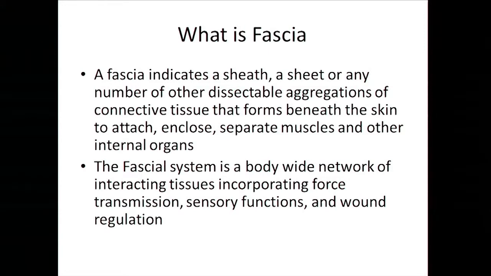So what is fascia? A fascia is a sheath or a sheet or number of dissectable aggregations of connective tissue that forms somewhere beneath the skin. It attaches, encloses, and separates muscles and other internal organs. It's one of the largest organs in the body, if you call it an organ. Everything in the body is outlined by fascia. The fascial system is a body-wide network of interacting tissues incorporating force transmission, sensory functions, wound regulation, and a number of other things which we are going to discover over the next years.